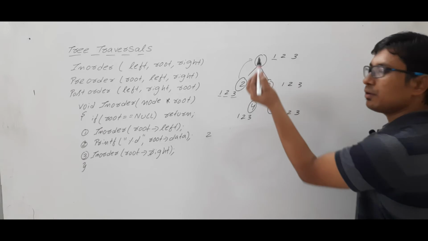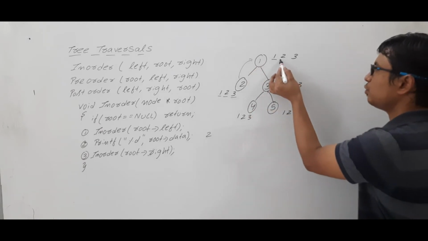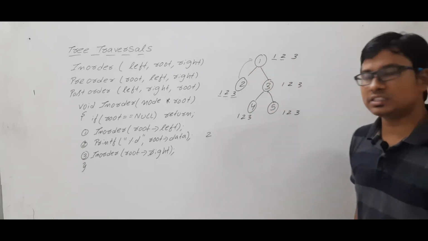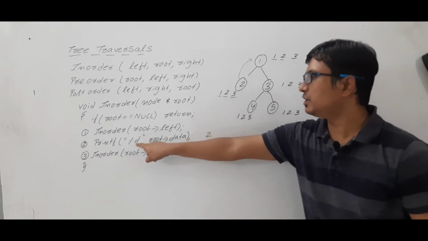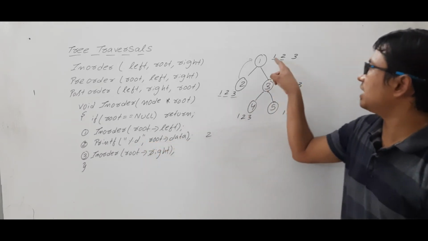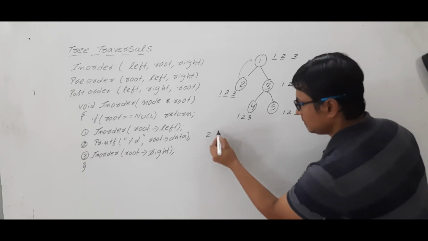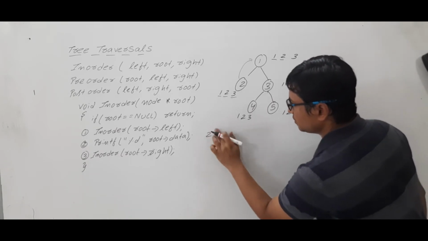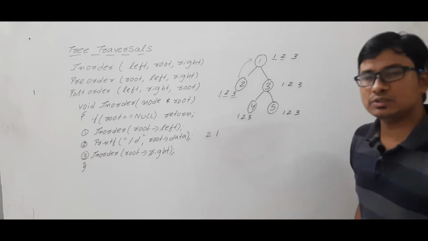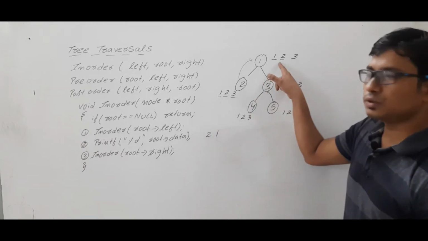Okay. Now you have executed the step 1 at the node 1. Now you need to execute the step 2. What is the step 2? Print of %d root of data. Its value you need to display. So which is 1. I hope it is visible for you. Let me write it properly. Which is 1. Okay. You executed the step 2.